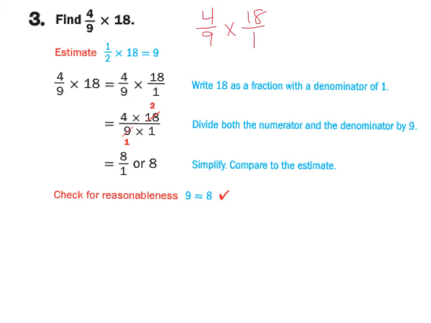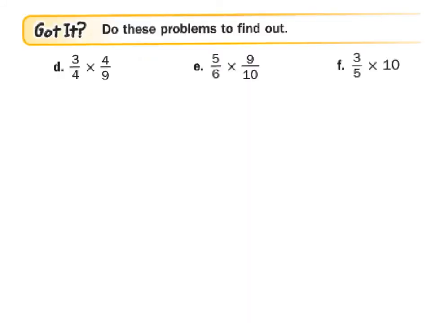Then they go ahead and show us how they can simplify that. The 4 and the 1 can't be simplified, but the 9 and the 18, we can divide them both by 9 and simplify down to 1 and 2. So 4 times 2 is 8, and 1 times 1 is 1, which gives us 8 when we simplify. We would never leave our answer as an improper fraction. So let's give it a try.